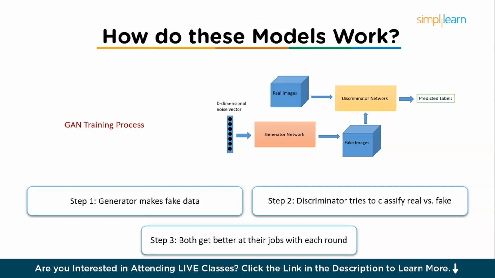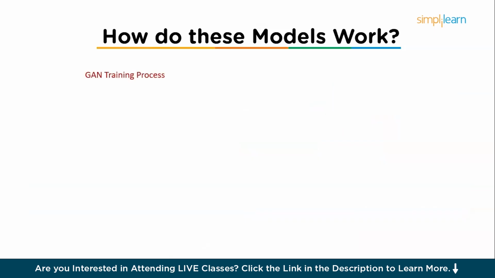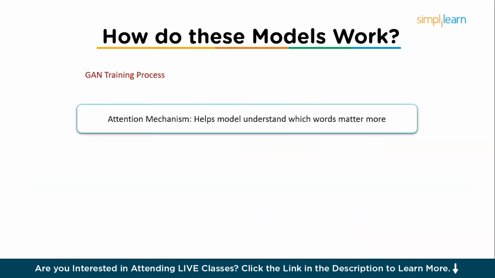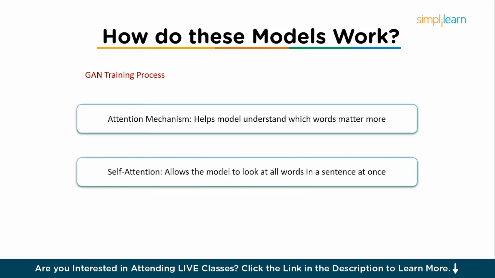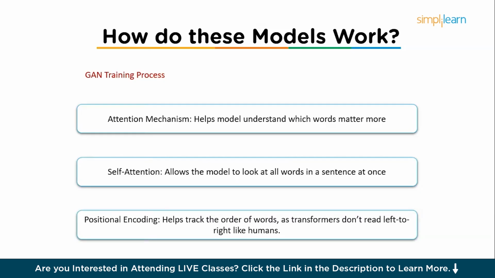Transformers, under the hood, use the attention mechanism. It helps the model understand which words matter more. Then we have self-attention, which allows the model to look at all the words in a sentence at once. And then we have positional encoding, which helps track the order of the words, as transformers don't read left to right like humans. This is why models like GPT-4 can summarize, translate, and generate text so well.